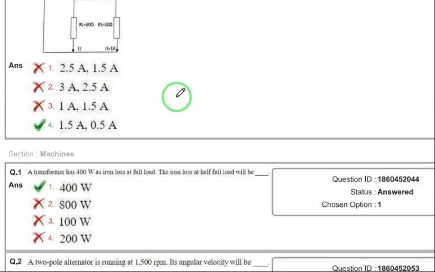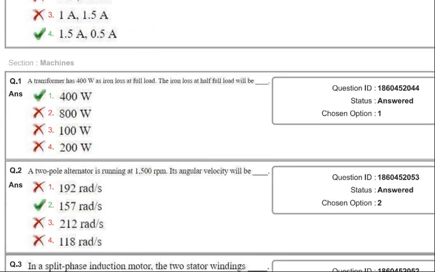Those are regarding electrical circuits. Regarding machines also you can see. Okay. A transformer has 400 watts as iron loss at full load. The iron loss at no load will be? You can see here, iron loss doesn't depend on no load or full load. So obviously you will get the same loss. So 400 watts. Okay. From machines also I will solve some questions. Just have a look at that once. From the circuits I have given some question solutions, and regarding machines also just see some of them.